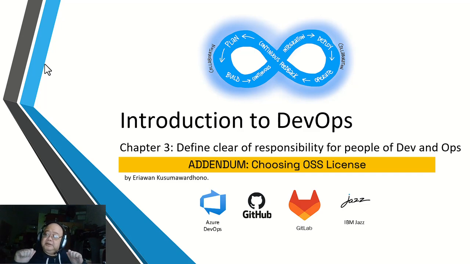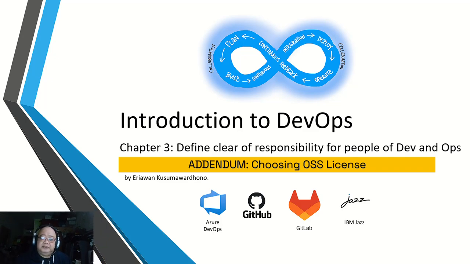I'm Irawan Kusumadono, and I'm going to be your host for Introduction to DevOps. Again, I show you these icons like Azure DevOps, GitHub, GitLab, and IBM Jazz. I'm not going to tell you how to use all of these four, but I'm going to use Azure DevOps as a sample to explain to you. I guarantee that I'm using an agnostic way regarding any tools. Let's start the slide first.